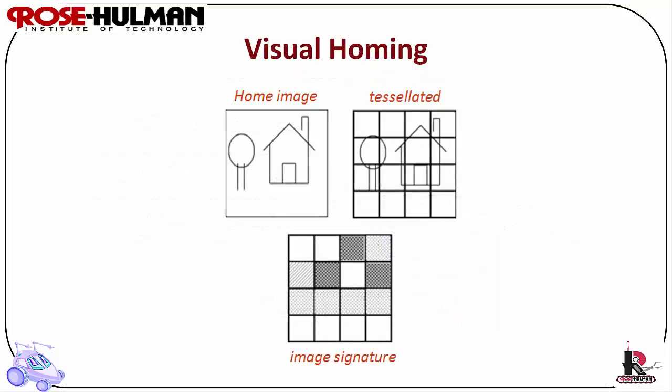Visual homing. Visual homing is the use of image signature to direct a robot to a specific location. An image signature is created by partitioning an image of a landmark or location into sections. If the robot is in the neighborhood of the location, then the image measurement should be approximately the same pattern. Here we see a very coarse example of this, where the image signature has been discretized enough so the robot recognizes that it's near the house and the tree.